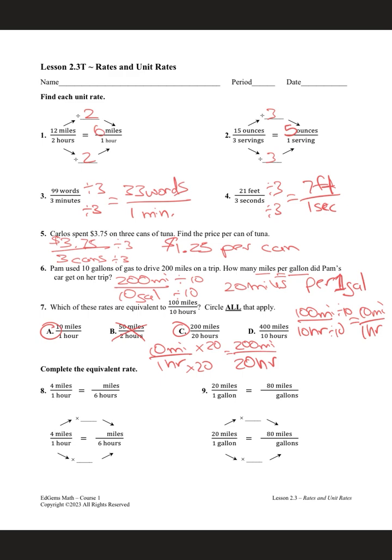Now let's take a look at D. Okay, so for D, what do I do here? What do I multiply 10 by to get 400? That's 40. So 10 times 40 is 400. So 400 miles over, and then whatever I do to the top, I do to the bottom. And then 1 times 40 is 40 hours. So 400 miles in 40 hours, is that the same as 400 miles over 10 hours? No, it is not. So D is not a possible answer. So my only possible answers are A and C.